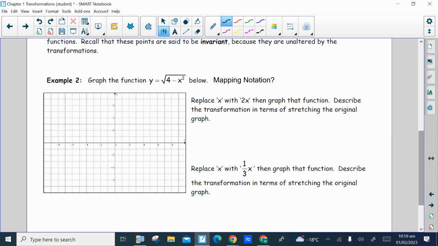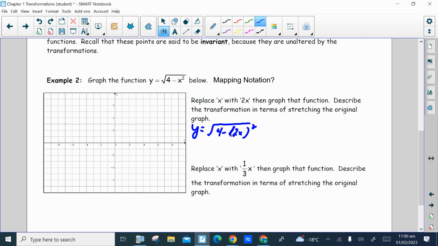So we're going to start with the same equation, but now we're going to replace x. Above we replaced y with something. Now we're going to replace x with something. So for the first one, we're going to replace x with 2x. So our equation would be y equals the root of 4 minus (2x) all squared.